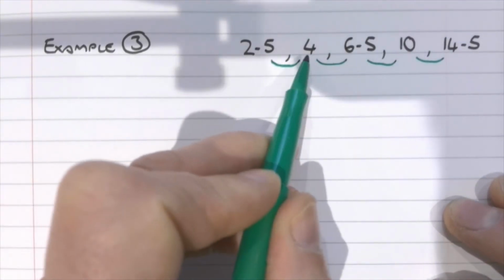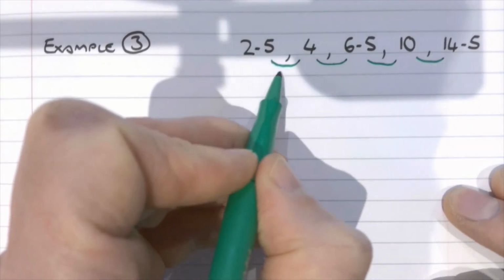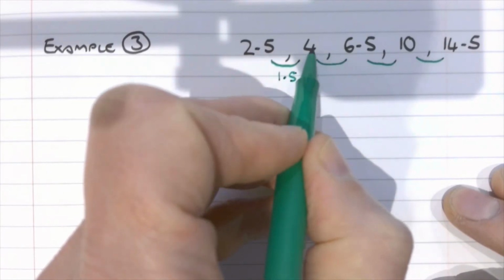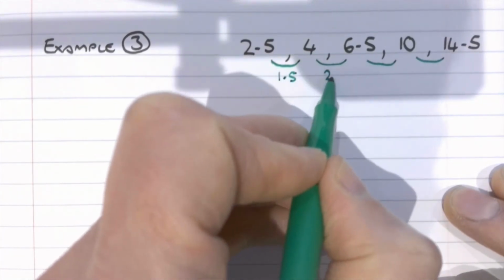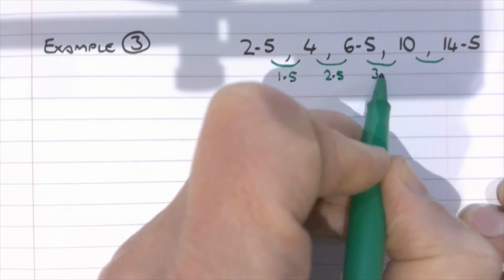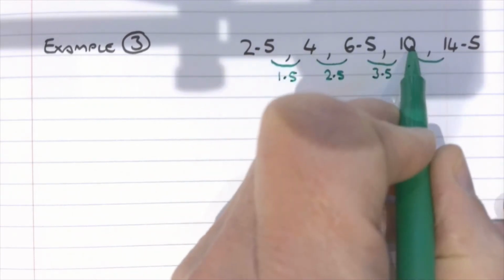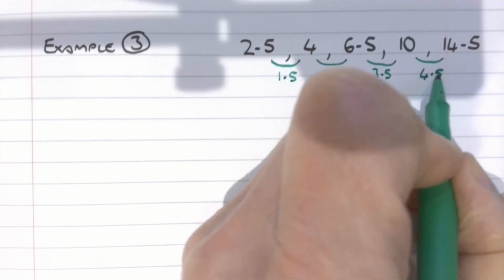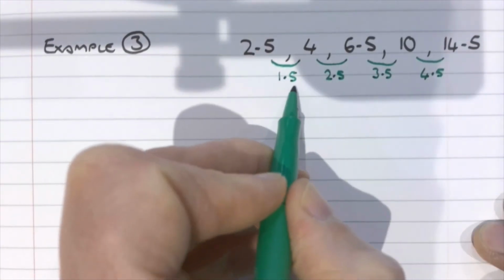So how do we go from 2.5 to 4? Well, we're going to add 1.5. How do we go from 4 to 6.5? We add 2.5. How do we go from 6.5 to 10? We add 3.5. How do we go from 10 to 14.5? We add 4.5. Okay, they're not constants, so it can't be linear problems.